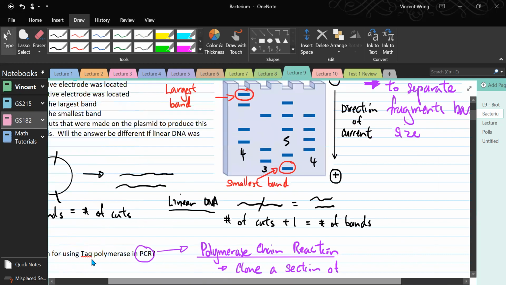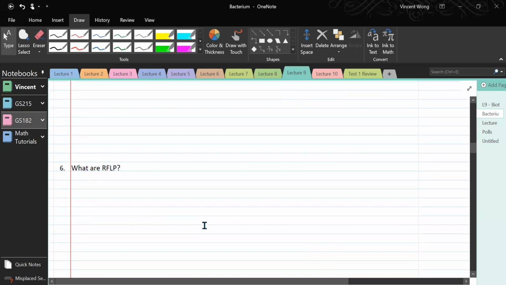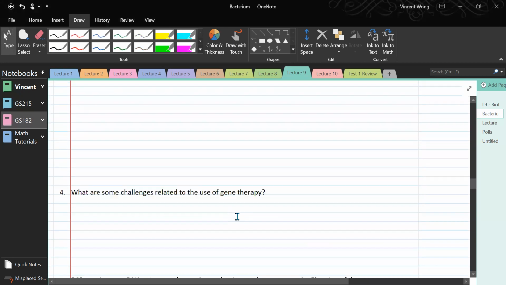Do we have a question on restriction enzymes? I think we do, right? What are restriction enzymes?